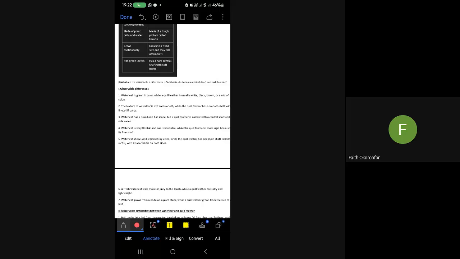A fresh water leaf is moist, meaning it has water content, or juicy to touch, while a quill feather is dry. And of course, most part of the quill feather is made of dead cells, while the water leaf is made of living cells. Okay, most parts of the quill feather, those barbs, they are dead. They are composed of dead cells. They are mostly made up of keratin. Okay.